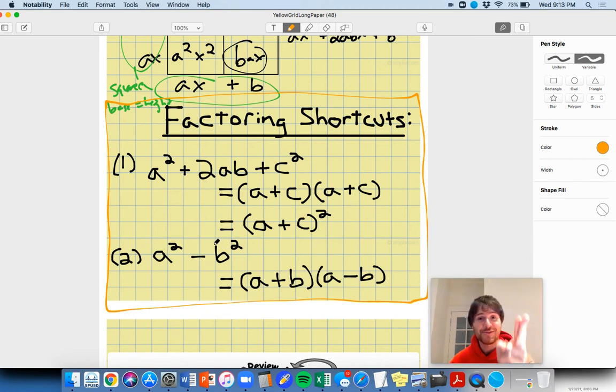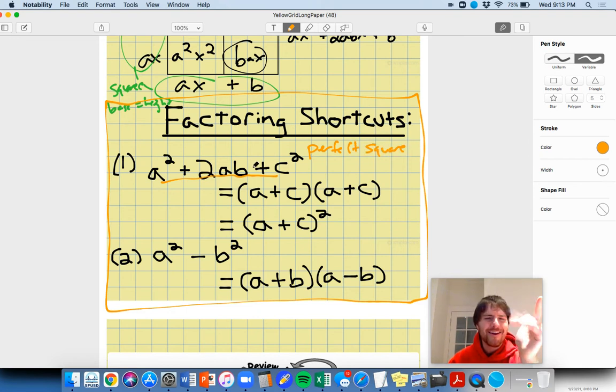Has it been 2 minutes? Have you spent 2 minutes with this? I hope you have, okay? So the things you've copied down here, maybe thought about, this first one here, a squared plus 2ab plus c squared. This is sort of another textbook version, right? A lot of textbooks show it this way. This would tell you that this is a perfect square.